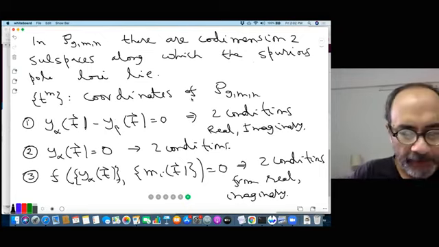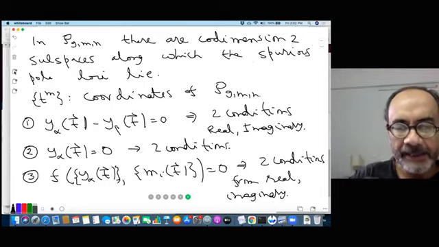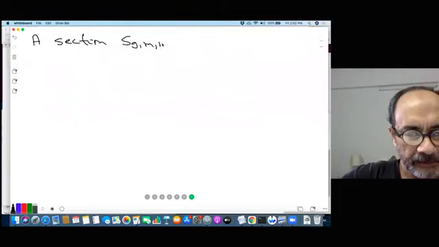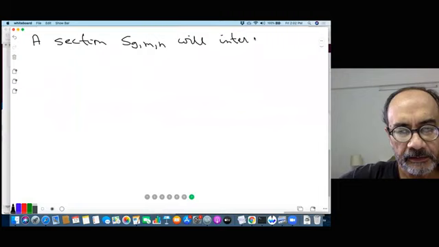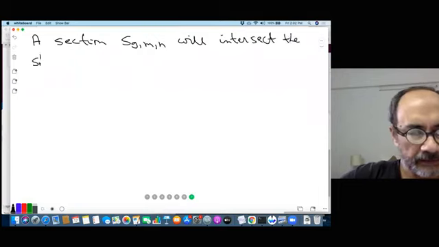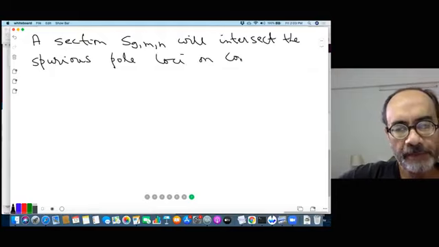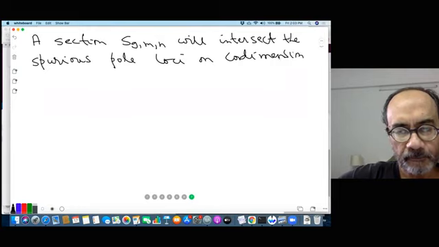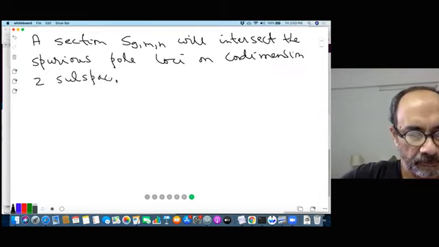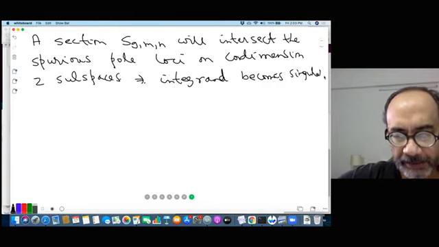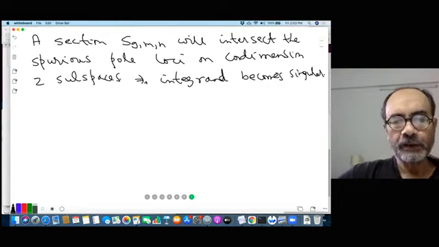Okay. And now the problem is that you have to choose a section in PGMN and integrate the integrand over that section. But typically what will happen is that if you choose a section SGMN, it will intersect the spurious pole loci on codimension 2 subspaces. On these codimension 2 subspaces, the integrand becomes singular, and it's not clear how to integrate. It may become ambiguous, it may become infinite. So this is something you have to deal with.